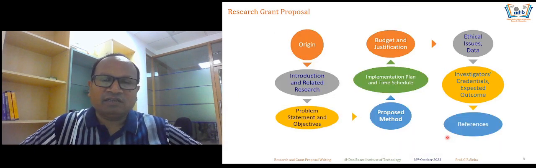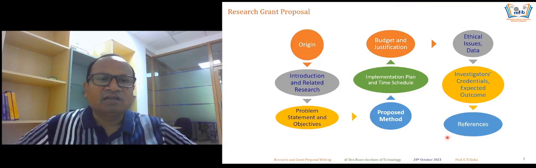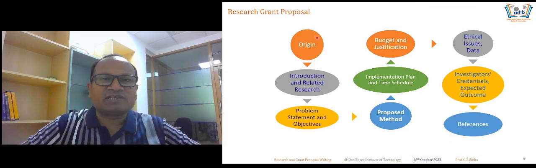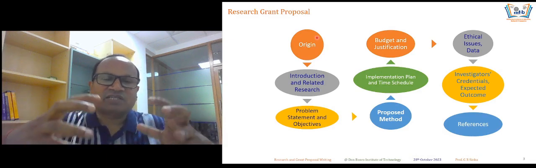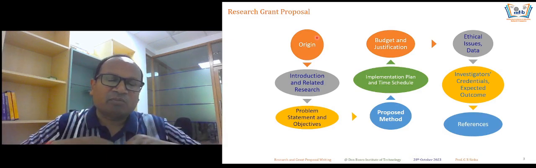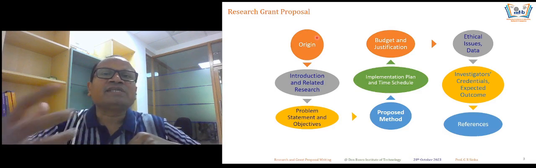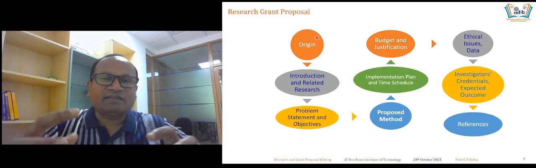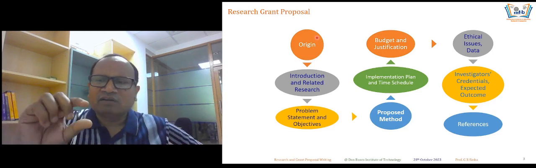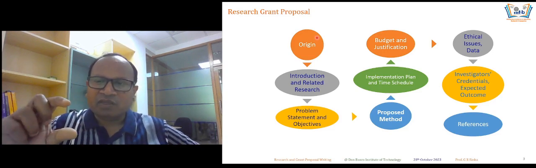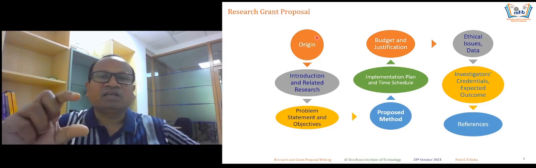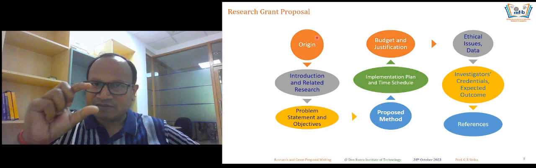If you are planning to write a research grant, it has to begin with origin. How the problem originated, how the problem statement you are making and the research question coming in your mind got originated, how it originated from your mind. You have to explain that, and it has to be very specific, very concise, very brief. That is very important. Maybe 7 to 8 statements is adequate.